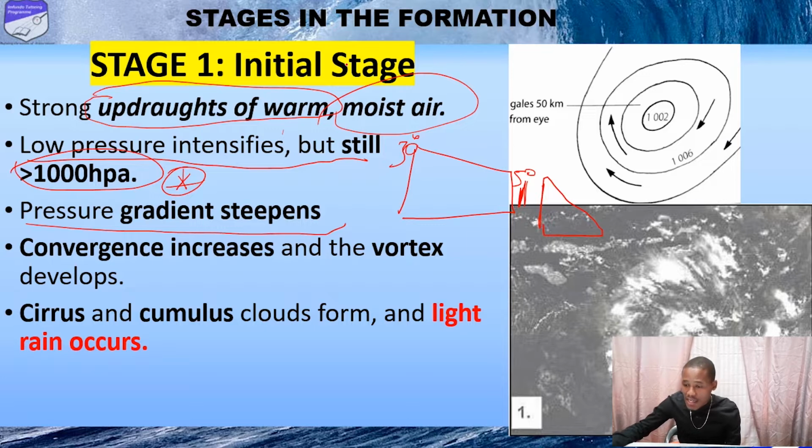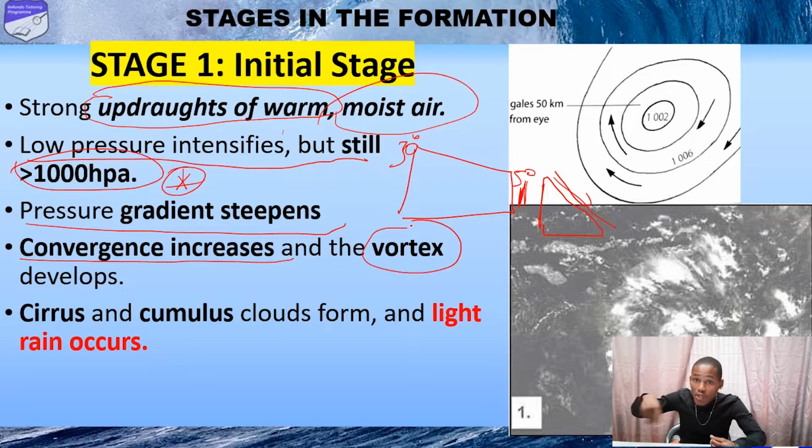Now if the pressure gradient becomes steep, the more air is going to flow towards the cyclone. Because the pressure gradient is now steep, the more convergence increases towards that 5 degrees. The more air goes towards that 5 degrees. That's what this pressure gradient is going to do. Because of that, the vortex, the rotation of the cyclone, is going to begin.